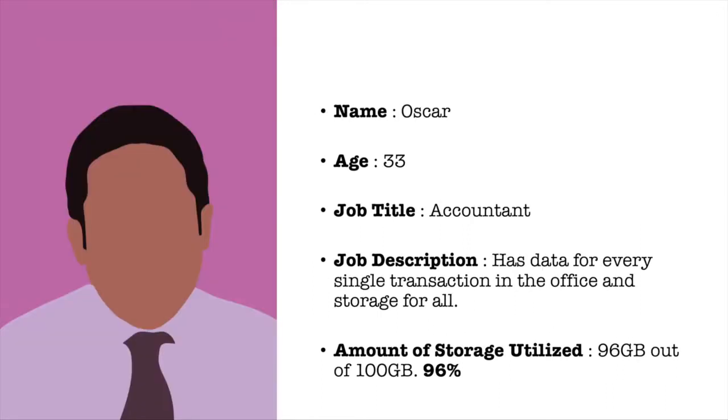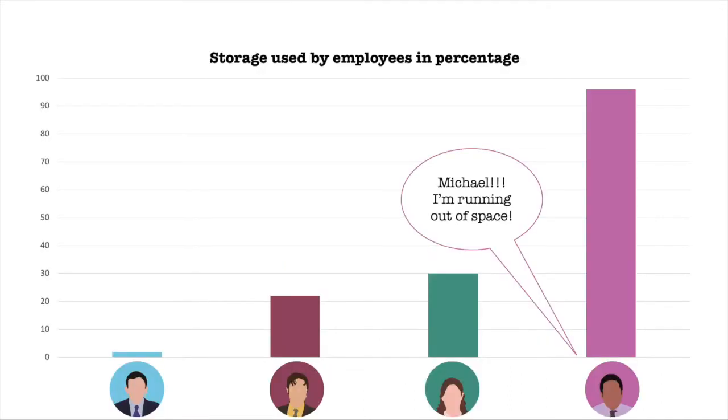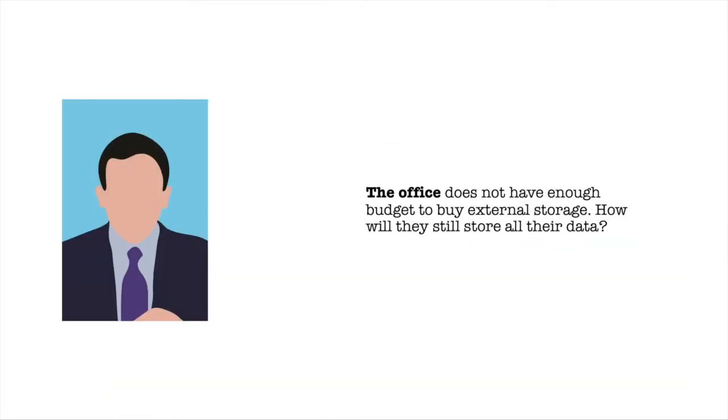Finally, we have Oscar, who's an accountant in the office, who basically has 96% of his storage used because he keeps logs of almost everything that happens. So, currently, this network looks like this. Michael uses very little storage, whereas Oscar uses almost all his storage. He's running out of space and now he needs storage. The office does not have enough budget to buy external storage. So, how will they still store all their data?